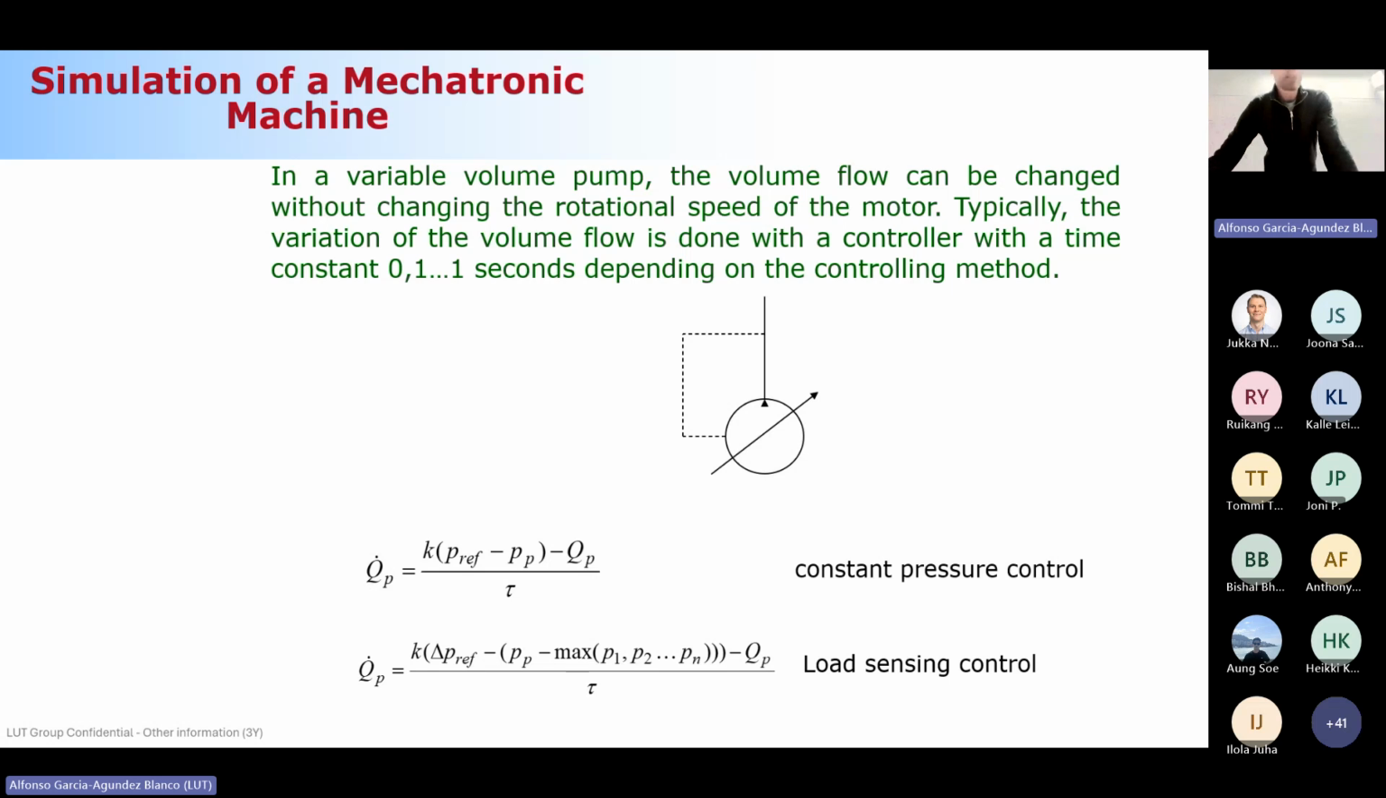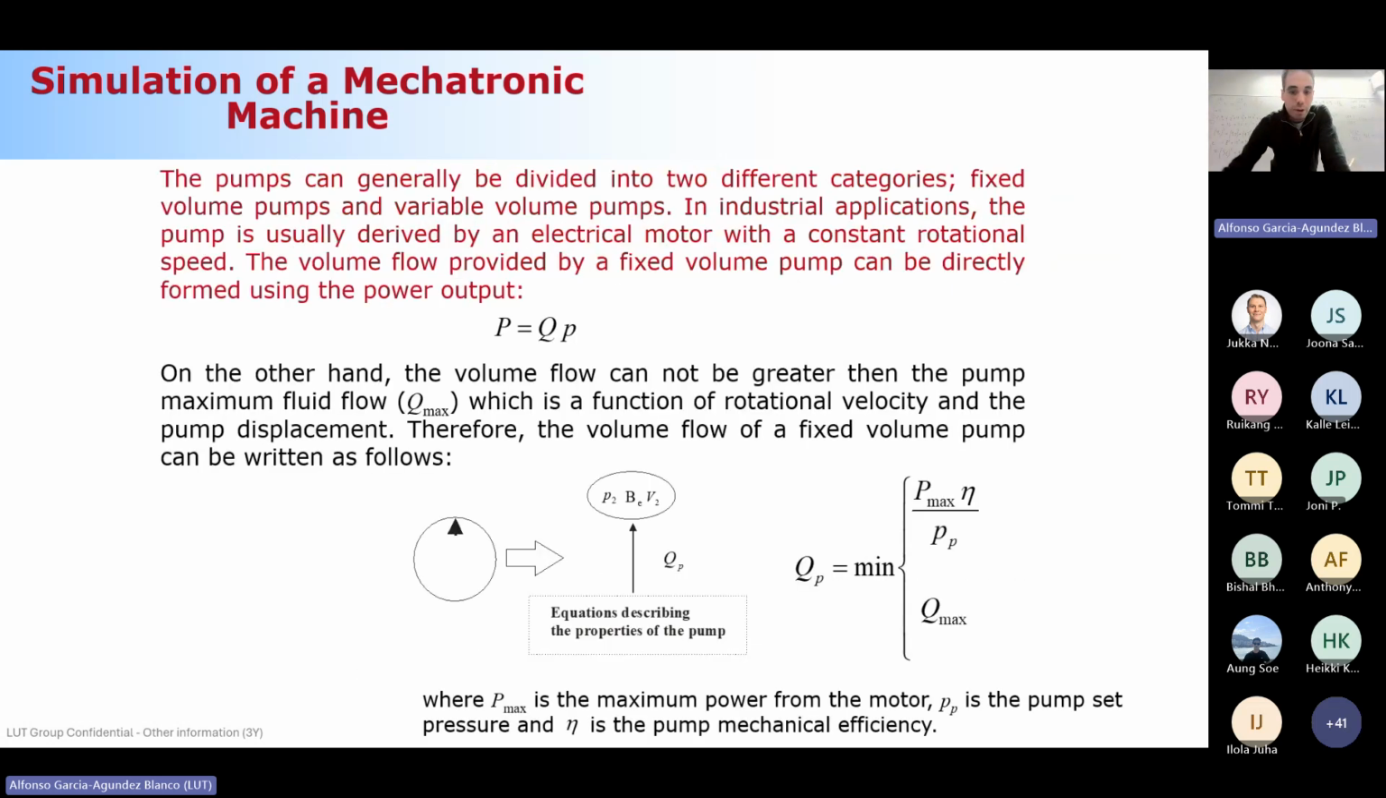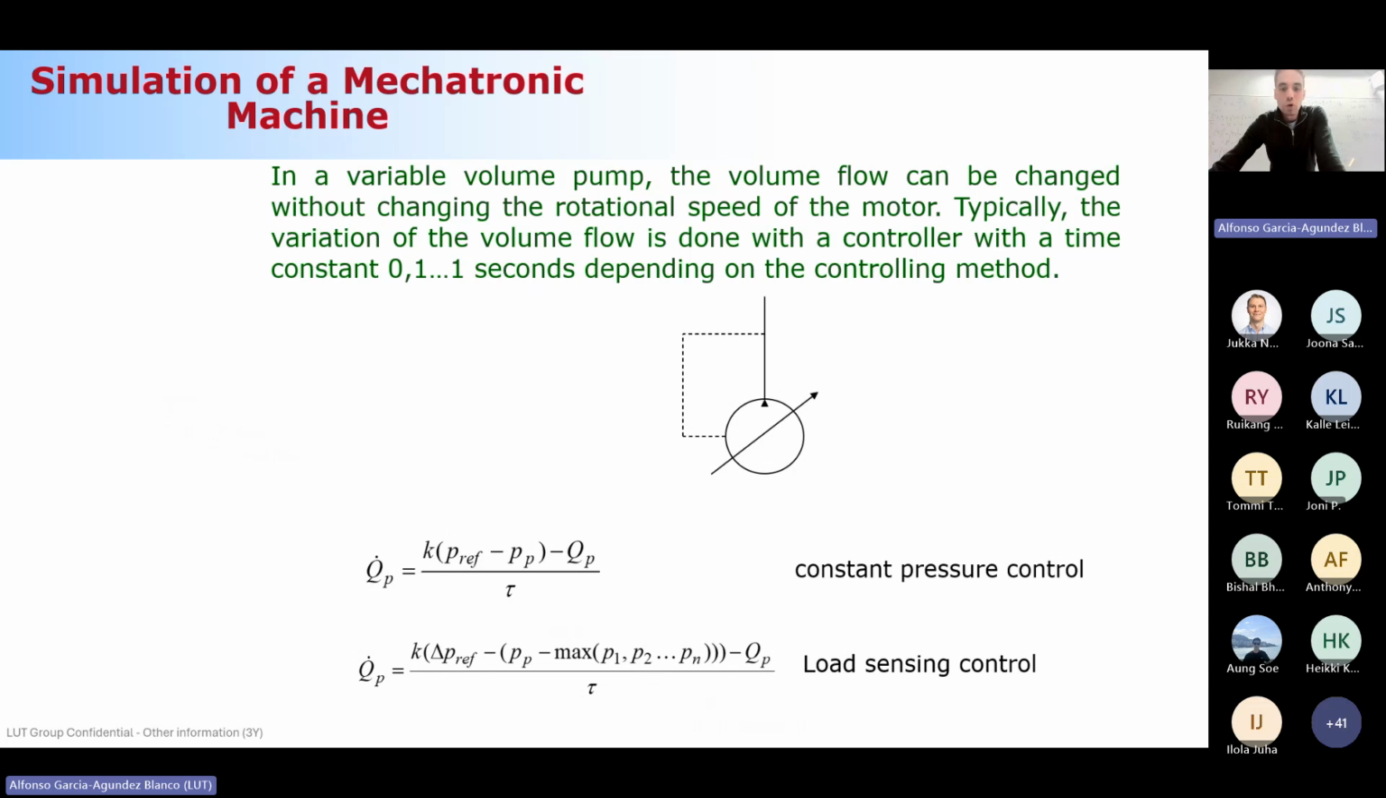The symbol in this particular case changes. In the fixed volume pumps, this is the symbol that we consider, and in the variable volume pumps, you will see, we also mentioned this in the tutorials, if you remember, these pumps have an arrow here representing the variable volume. And there are two control strategies for these pumps. One control strategy is constant pressure control, and the other one is load sensing control.